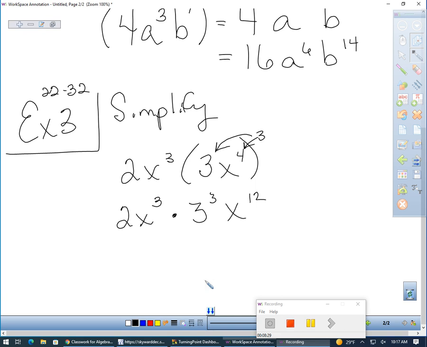Now I'm timesing 2 things just like we did yesterday, which means we multiply our coefficients together. So I have 2 times 3 to the 3rd, or 2 times 27, which is 54. Yes, 54. And then I have the bases that are the same, which is x. What do I do with those exponents? Add them. Very good. So we get x to the 15th. Awesome.